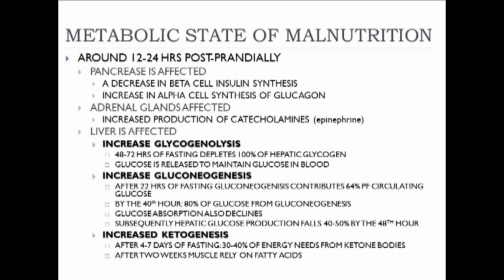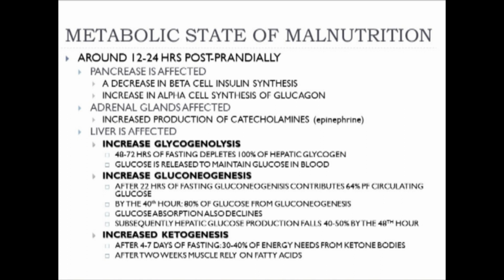Glucose absorption also declines. Subsequently, hepatic glucose production falls 40 to 50% by the 40th hour. So this is why gluconeogenesis needs to significantly pick up. And again, gluconeogenesis, I'll remind you, is the synthesis of glucose from non-carbohydrate sources in the body, notably protein or amino acids.